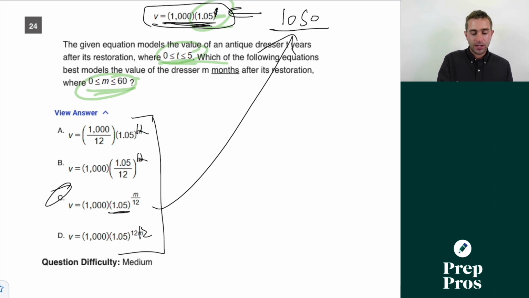You can also think about this a little bit in terms of unit conversion, but if you're not really comfortable with exponential growth and decay, sometimes that can get a little bit tricky for students. There's always tons of different ways you can approach these questions.